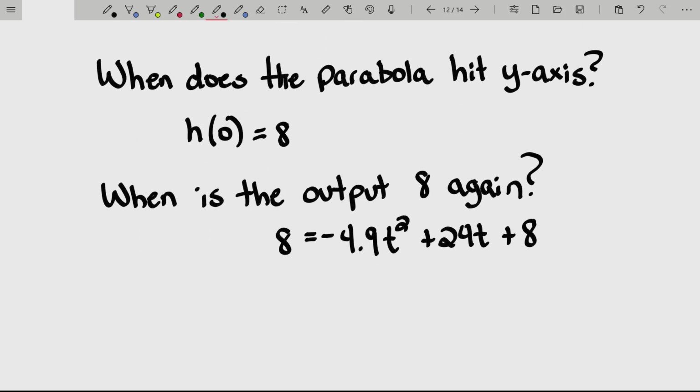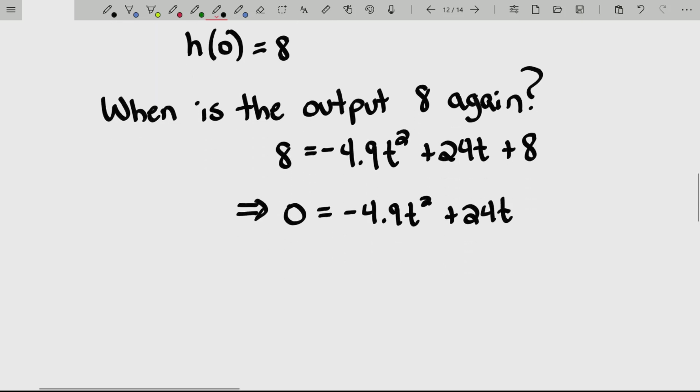Notice when I set the output to be 8 and I go to solve this equation, the 8's cancel. That will always be the case. It doesn't matter what your time 0 value was. If it was 110 or pi, doesn't really matter. The fact is, when you ask the second question, it'll always lead to the following: 0 is equal to negative 4.9 t squared plus 24t.